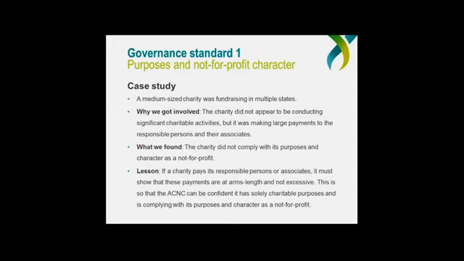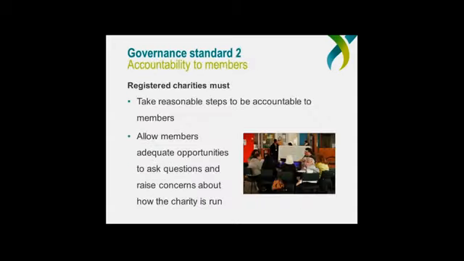Let's look at Governance Standard 2 now. Governance Standard 2 requires registered charities to take reasonable steps to be accountable to members and to allow members adequate opportunities to ask questions and raise concerns about how the charity is run. At the ACNC, we received about 1,300 complaints from the public in the last 2.5 years, and a number of those complaints relate to this standard and come from members.